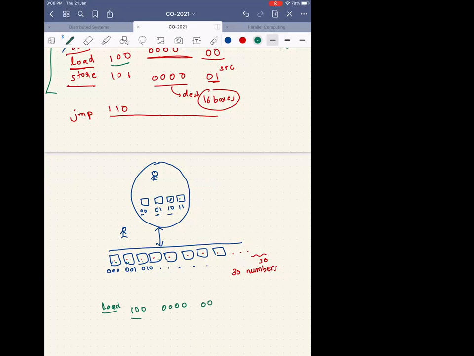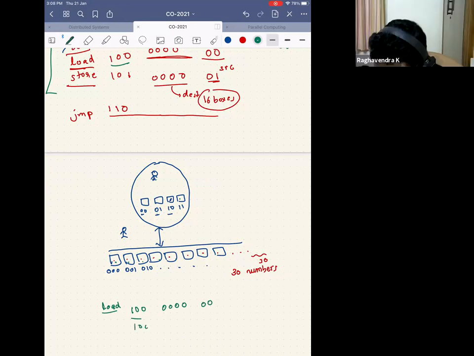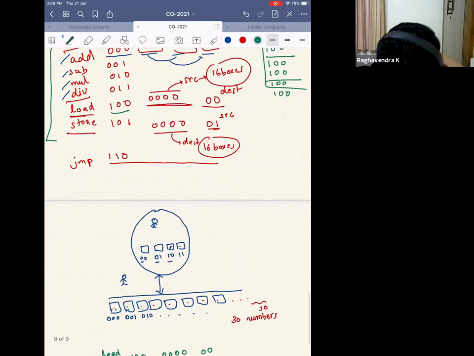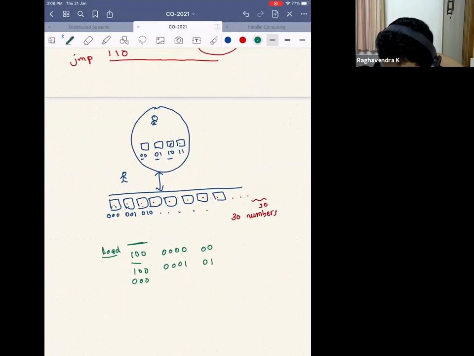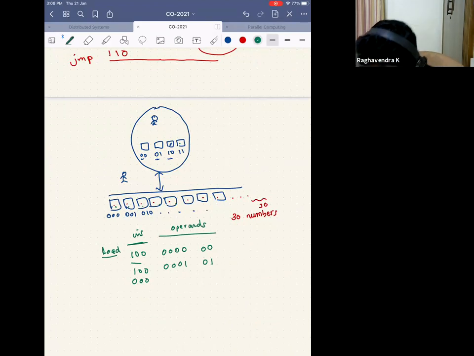So then do I do something else? Then again load, then say maybe 0001 to say 01, and then I do add. So what is add for me? Add is all zeros, right? So I do all zeros. So this is the instruction that I am giving, and these are the operands. It can be source operands, destination operands. I am not bothered about that. Of course, this entire thing is an instruction. This is called a mnemonic, but let's not get into it.